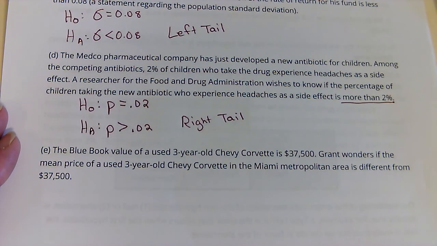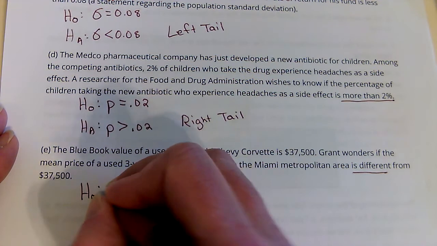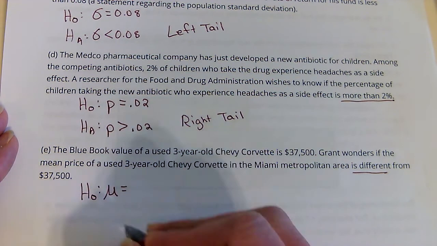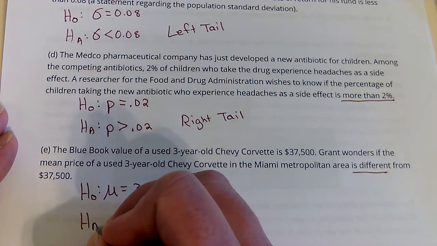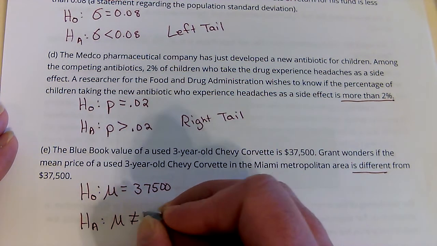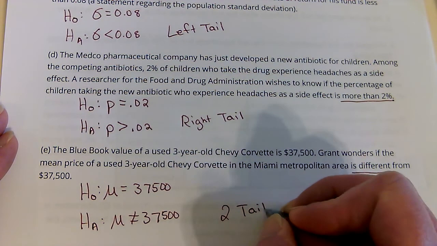The Blue Book value of a used 3-year-old Chevy Corvette is $37,500. Grant wonders if the mean price of a used 3-year-old Chevy Corvette in the Miami metropolitan area is different than that. Just different. Not claiming less, not claiming more. So the mean right now is $37,500. Grant is claiming that it is not that. It is different. That is a two-tail test.